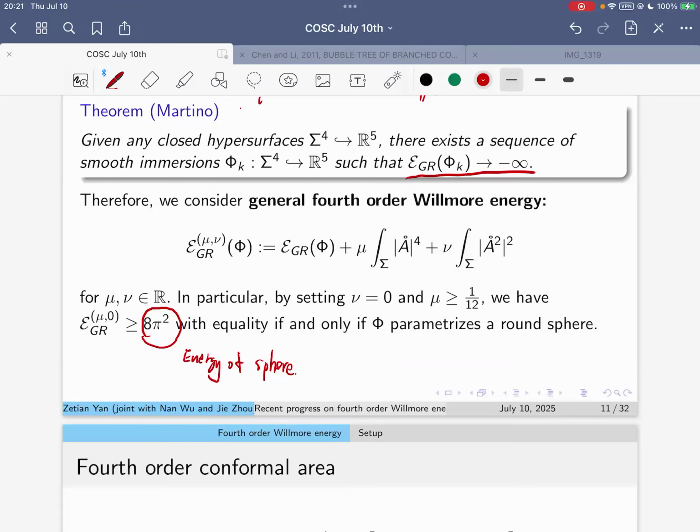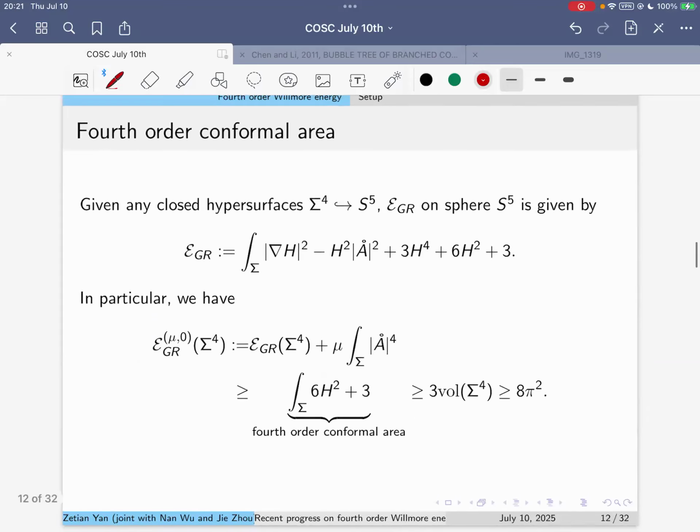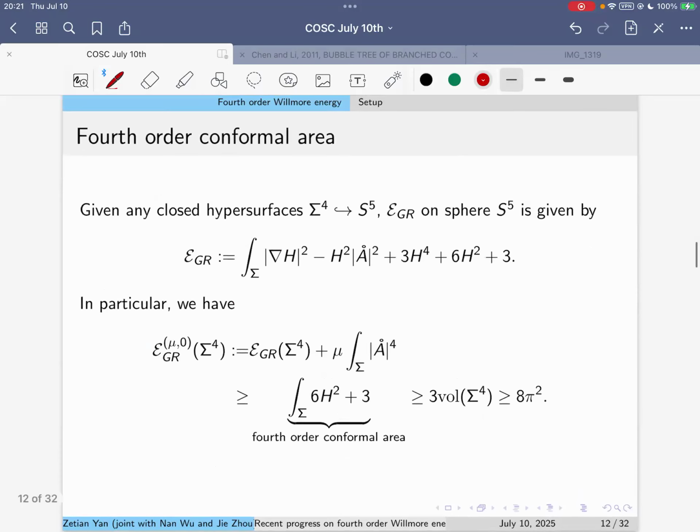Okay. So this is totally similar to Peter Li and Yau's idea. I think the quickest way to do it is to introduce something I call the fourth order conformal area. So we may think in the following way. Right now, we can consider the stereographic projection and the immersions into S^5. Again, in S^5, the formula of the fourth order Willmore energy will be changed.